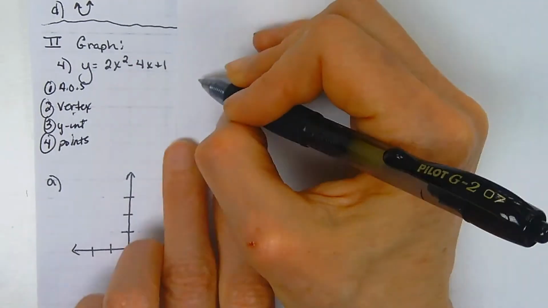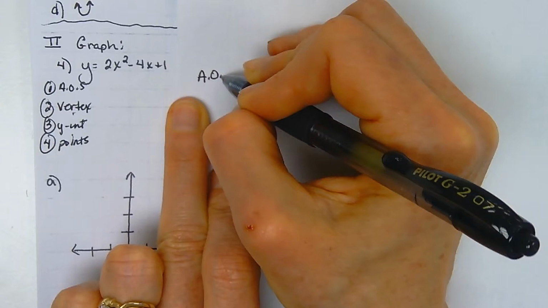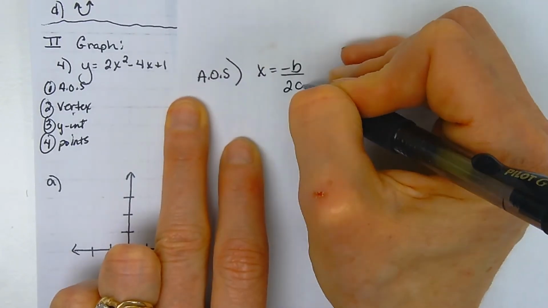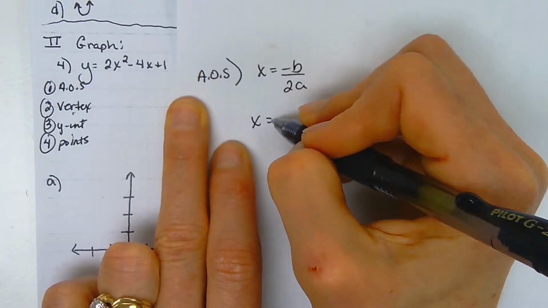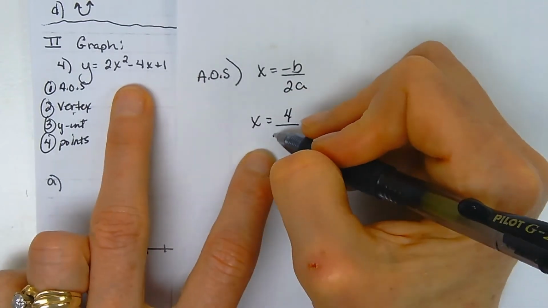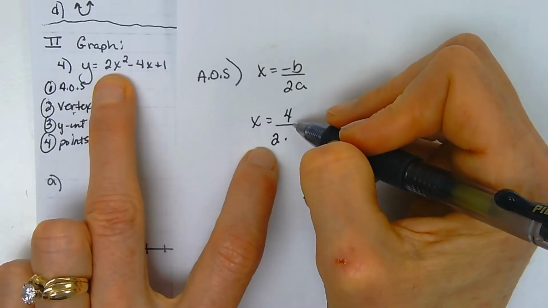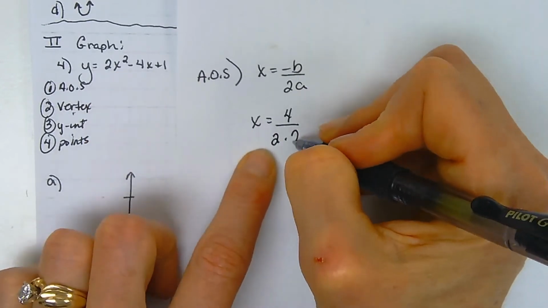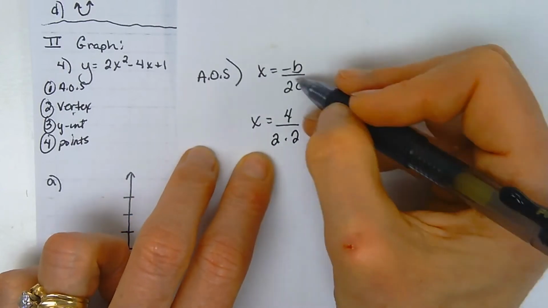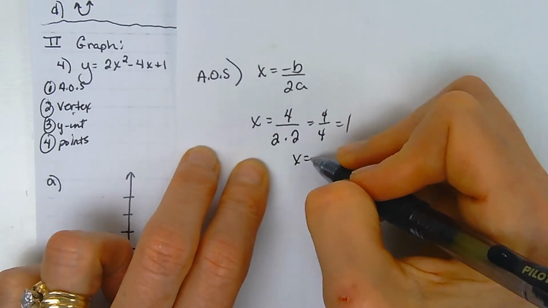For number 1 here, the axis of symmetry is found by x equals the opposite of b over 2a. X equals the opposite of 4, which is 4, over 2 times a, and a here is 2. So it's 4 over 4, which is 1. So the axis of symmetry is at x equals 1.